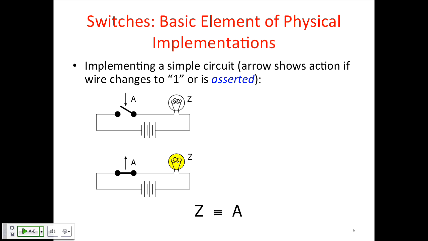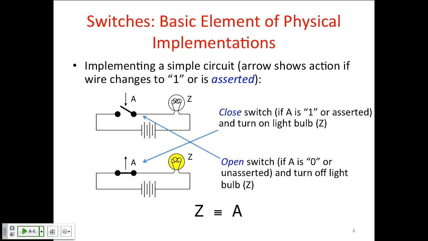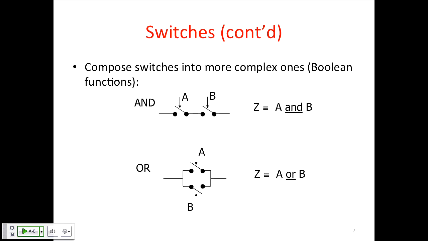So light bulb on, which is Z, equals switch being closed, which we call A, right? If the switch is closed, the light bulb's turned on. Switch is open, light bulb turns off. Pretty simple. I'm sure you've all done this many, many times. But now you can have more complex functions. We can compose those switches to make logical operations. If I have 2 switches in series, I will only make a circuit if both those switches are closed. That's called an AND operation. If A and B are closed, the circuit is made and the light bulb will turn on.